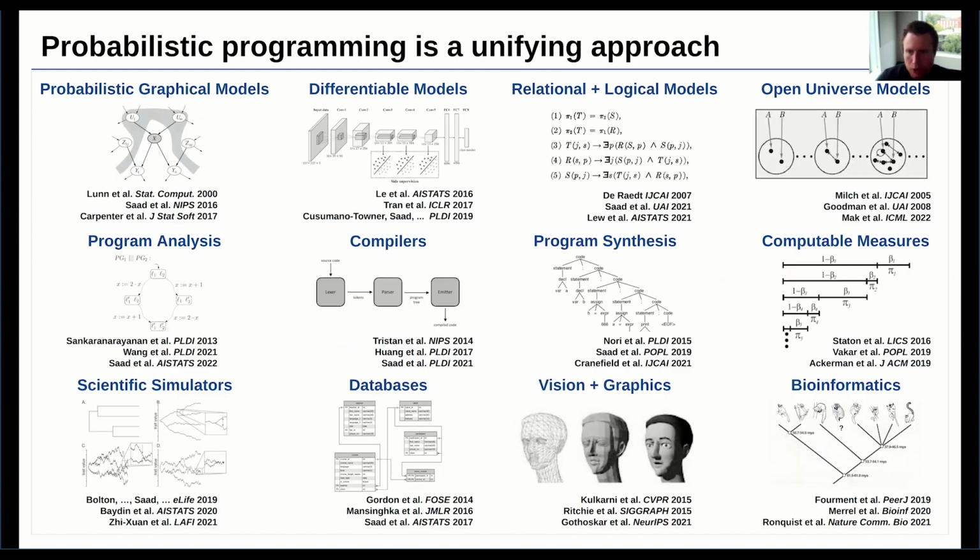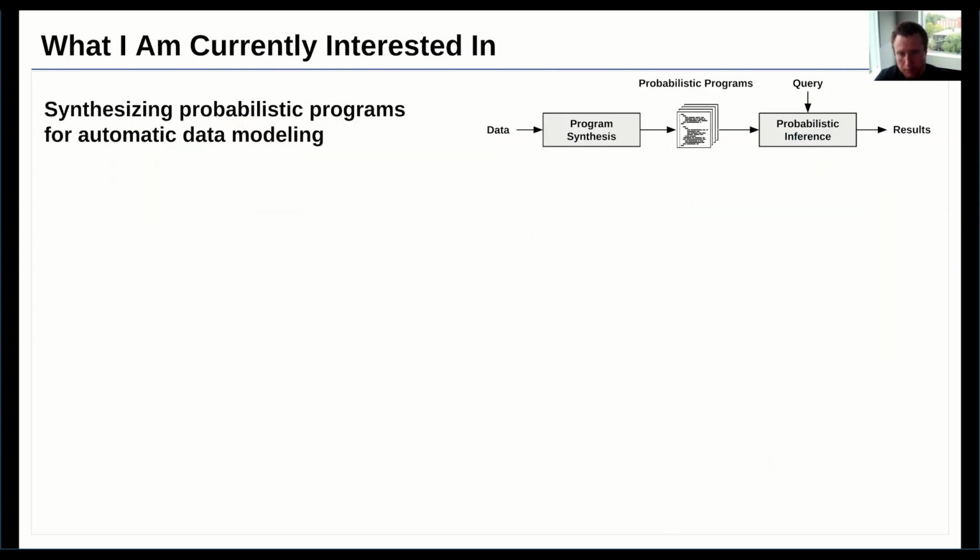In the last decade or so, probabilistic programming has really proliferated across many different research areas: statistics, artificial intelligence, machine learning, and also programming languages, theory and applications and systems, and other application areas such as bioinformatics and scientific simulation. And these are just some key references of papers that have either introduced probabilistic programming ideas or leveraged probabilistic programs for interesting applications. A central area that I'm interested in is how do we synthesize these probabilistic programs from data?